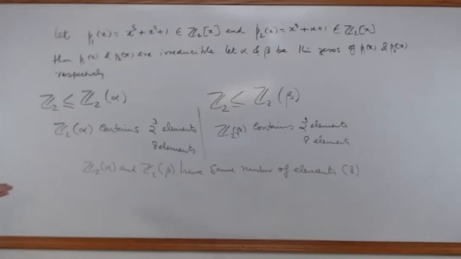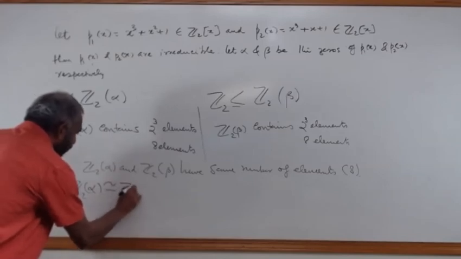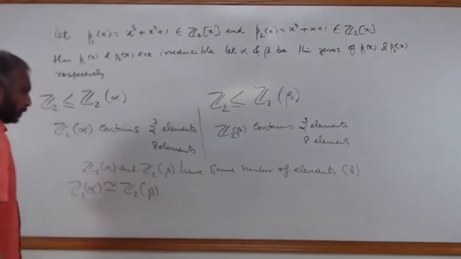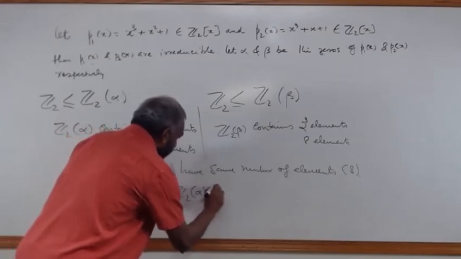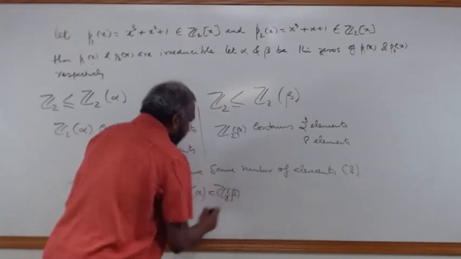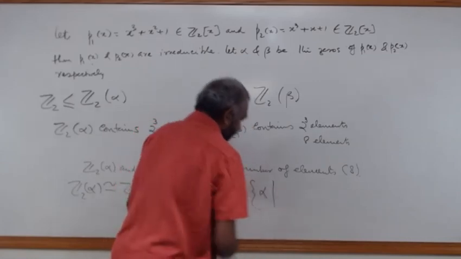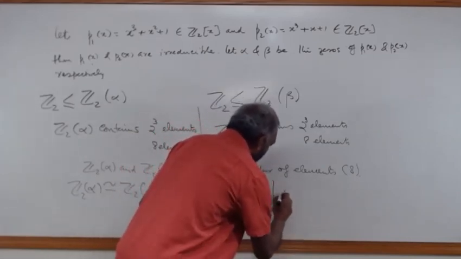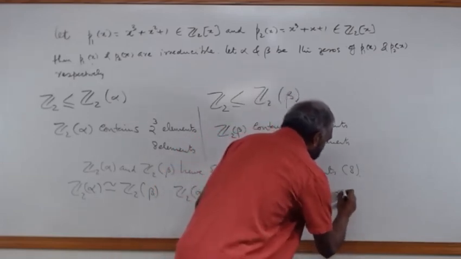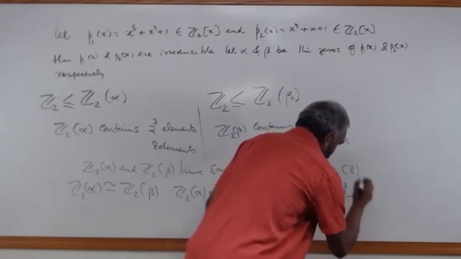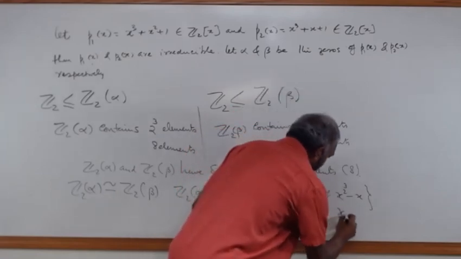So what does that mean? Z2 of alpha is isomorphic to Z2 of beta. Actually, Z2 of alpha is equal to Z2 of beta, that contains alpha such that alpha is a zero of x to the power of 2 to the power of q minus x, and that is actually x to the power of 8 minus x.